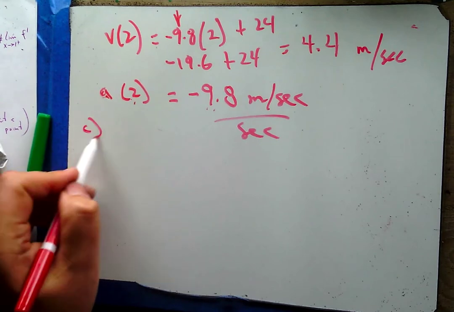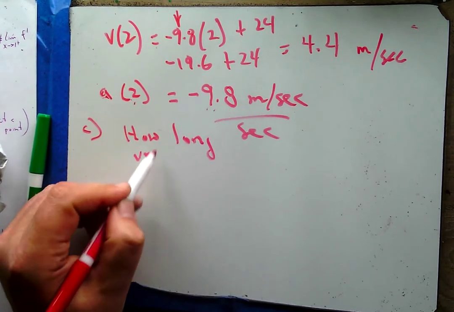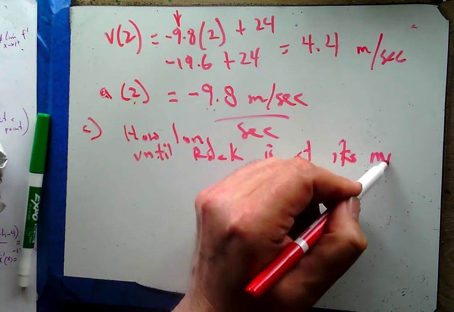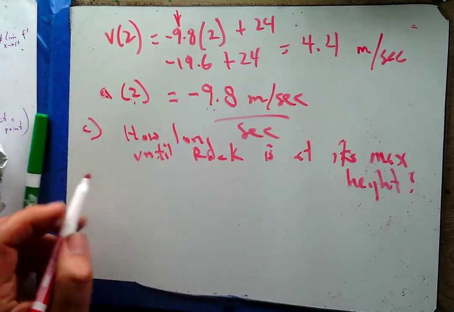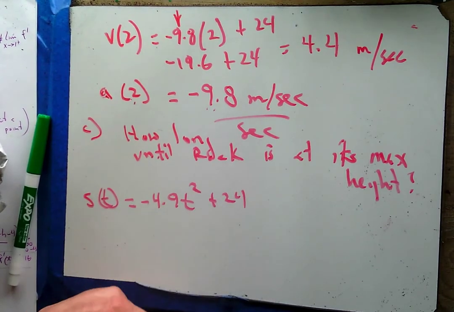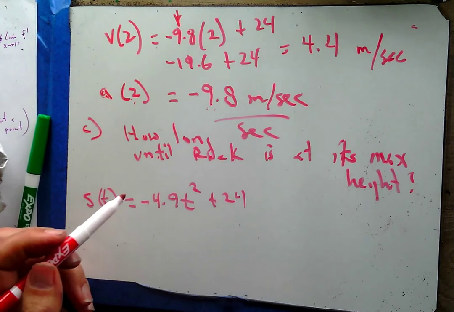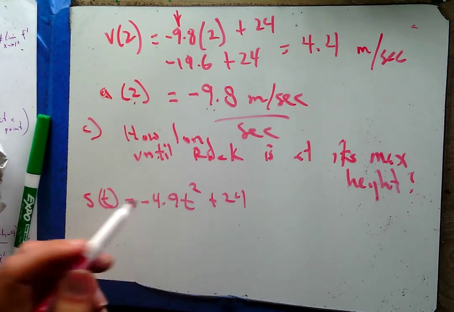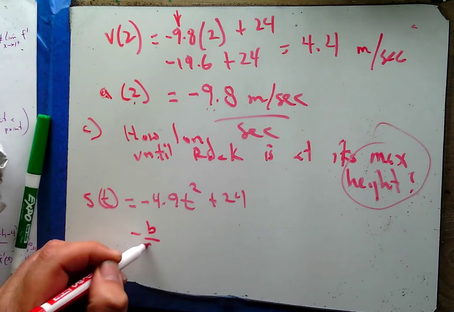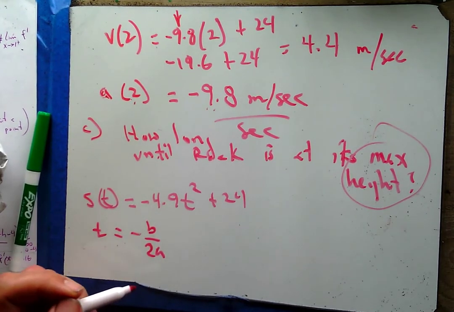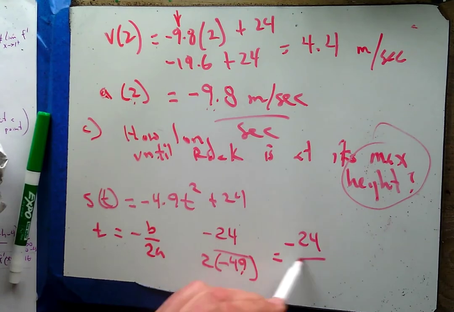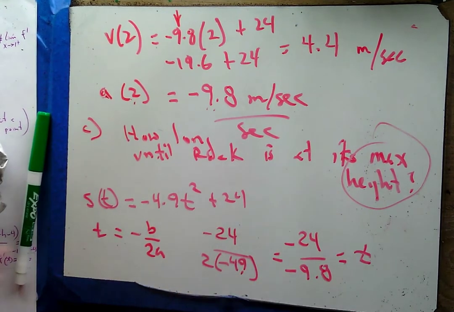Okay, part C. How long until the rock is at its maximum height? Well, we have this equation, s of t equals negative 4.9 t squared plus 24t. And what I want to say is that in pre-calc, probably even in Algebra 2, we could find the max of this down-pointing parabola by using negative b over 2a to find that time when the maximum occurred. And so we'd have negative 24 over 2 times negative 4.9. And so we'd have negative 24 over negative 9.8. And so we could find time that way.